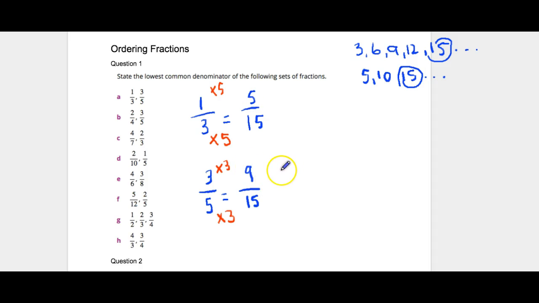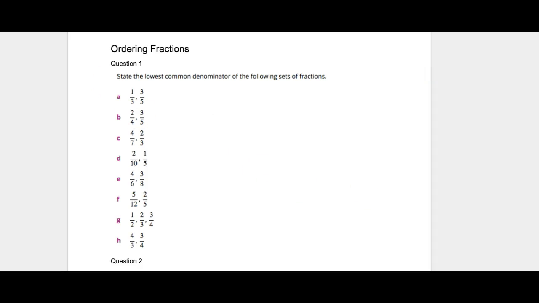So which one is bigger? I'm just going to circle it for now. It doesn't say in the question that you have to do it, but we're focusing on ordering fractions, so you do need to know the order. So 5 over 15 is smaller than 9 over 15. So if we're putting them in order, that is it. Now let's look at the next one.